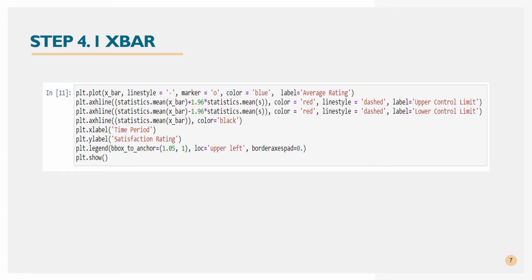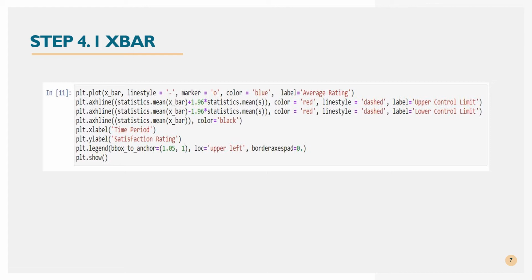Step 4.1, X bar. The various markings were created, such as blue for the average reading, red dashed for the upper and lower control limits. These were given for the plot. The mean was given a black color. The formula for creating the upper and lower limits included using the mean plus 1.96 times the mean of the standard deviation.